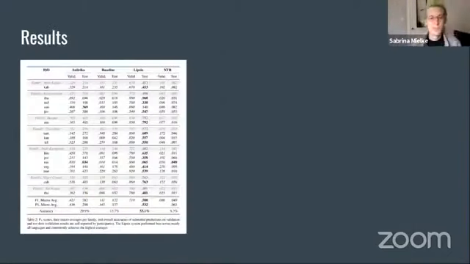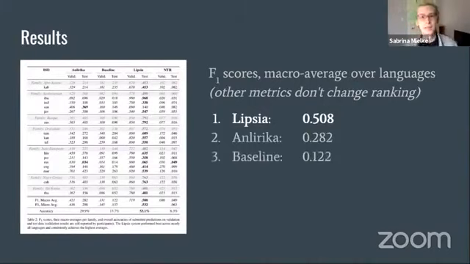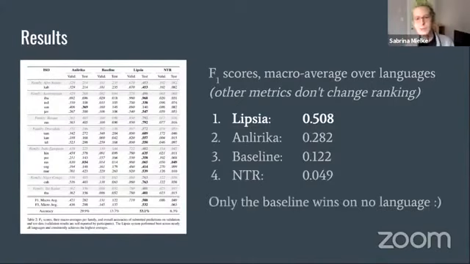That said, even if we micro average and even if we look at accuracy, the ranking doesn't really change. So in first place, we have the Lipsia system with an F1 score of 0.508. In second place, the Lyrica system with 0.282, third place, the baseline system with 0.122, and in fourth place, the NTR system with 0.041. One thing that I will say is you can maybe make it out in the table, only the baseline really wins on no language. So all the other systems are competitive on at least one language. So there is some variety in there.